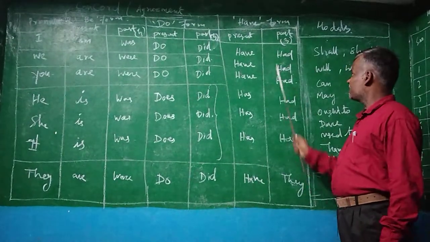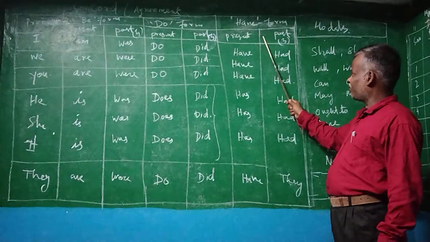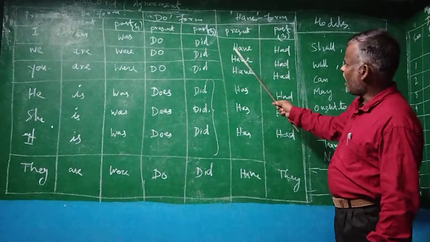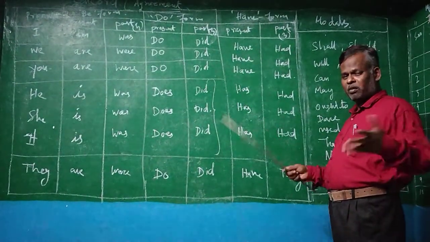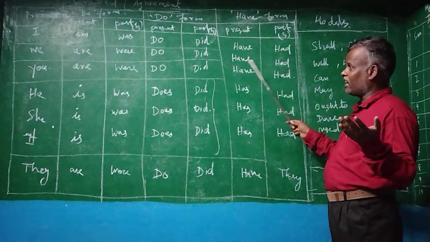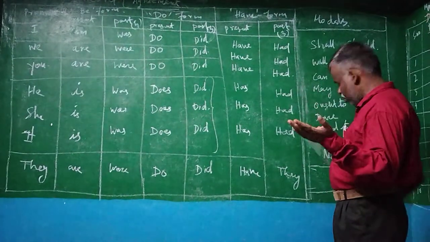Then the have form is used for present perfect, past perfect and future perfect. For example, I have: I is followed by have. Some people use I has. We can use I had, you had, we had, he had, she had, they had, because we have only one.